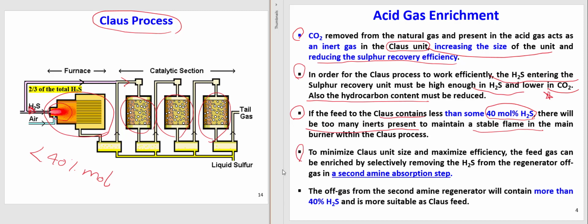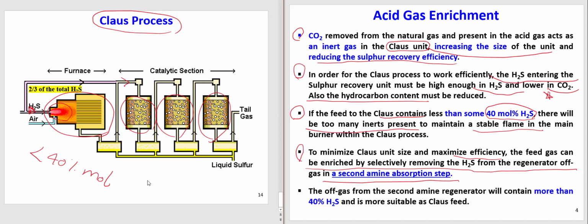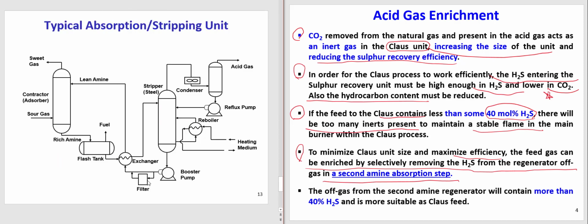Then, to minimize the size of the Claus unit and maximize the efficiency, the feed gas has to be enriched by selectively removing the H2S from the regenerator off gas in a second amine absorption. So, where is the acid gas coming from? This is a typical absorption stripping unit.